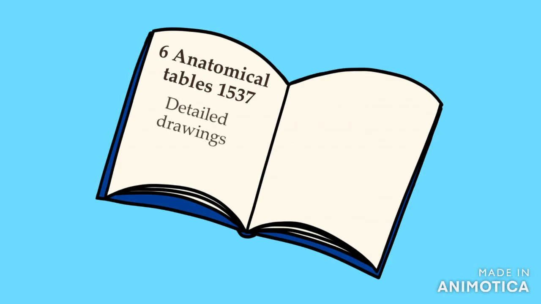Works of Vesalius. 6 anatomical tables. This was published in 1537. It showed detailed labelled drawings of the human body, which Vesalius had worked on himself. It was written in 4 languages and became popular in the training and teaching of human anatomy.